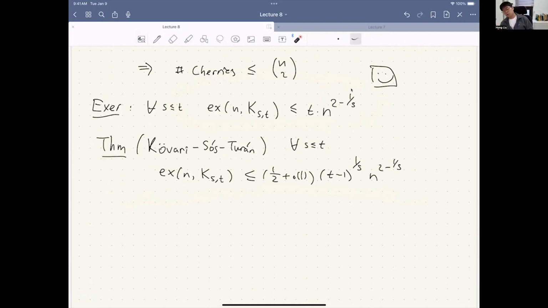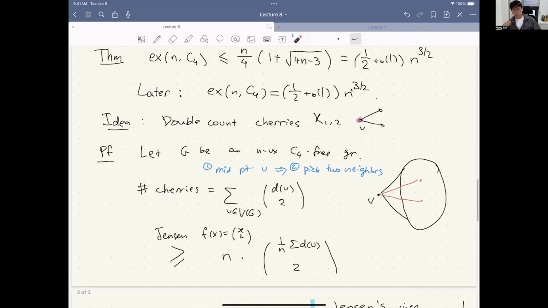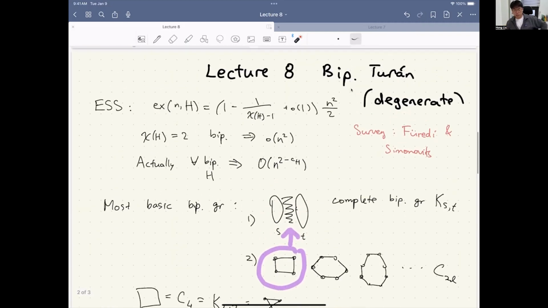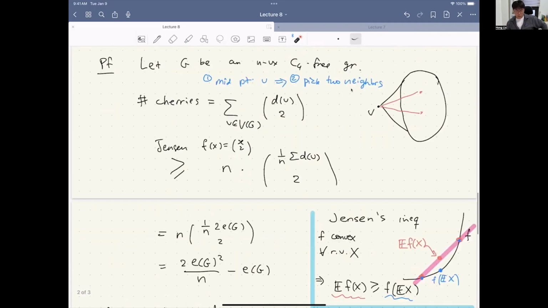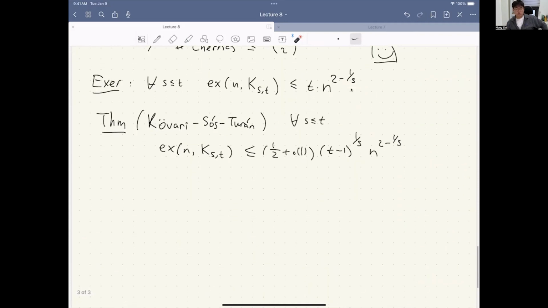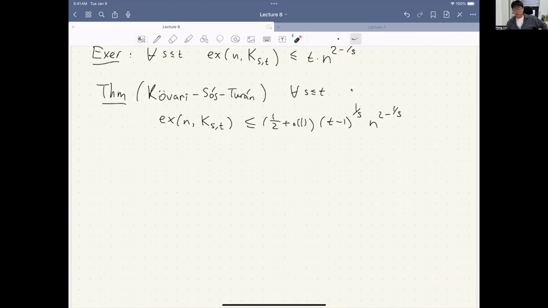Now you see this simple double counting argument already tells us what we were claiming before. So what do we claim? We claim that for any bipartite graph, we can get a power saving from the quadratic bound. And that's simply a consequence of Kővári–Sós–Turán, because every bipartite graph is a subgraph of some large enough K_{s,t}. So we improve this.